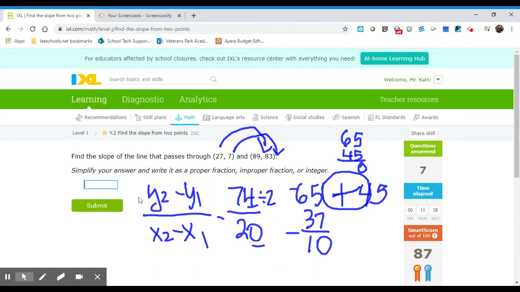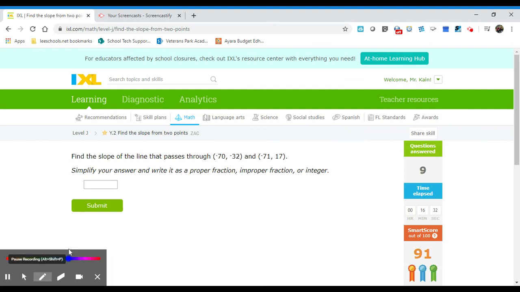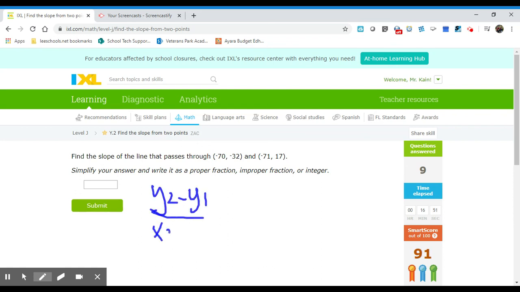That's right. Okay. Now I am going to skip this one because I'm looking for the one other problem that's a little tricky. Okay, this one's pretty tricky. So let's start with this one here. It says find the slope of the line that passes through negative 70, negative 32, negative 71, and positive 17. So remember, last one here, y2 minus y1 all over x2 minus x1. I'm going to write down every part of this because this one's pretty tricky.